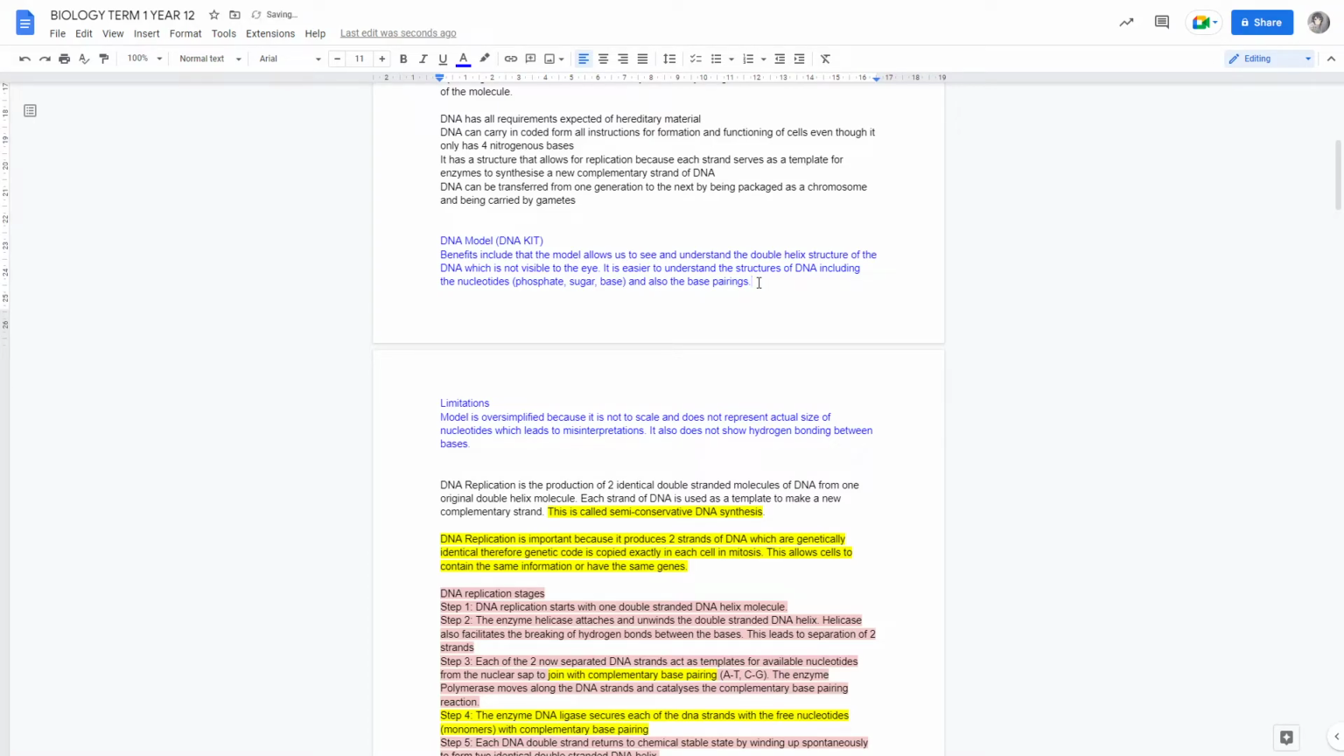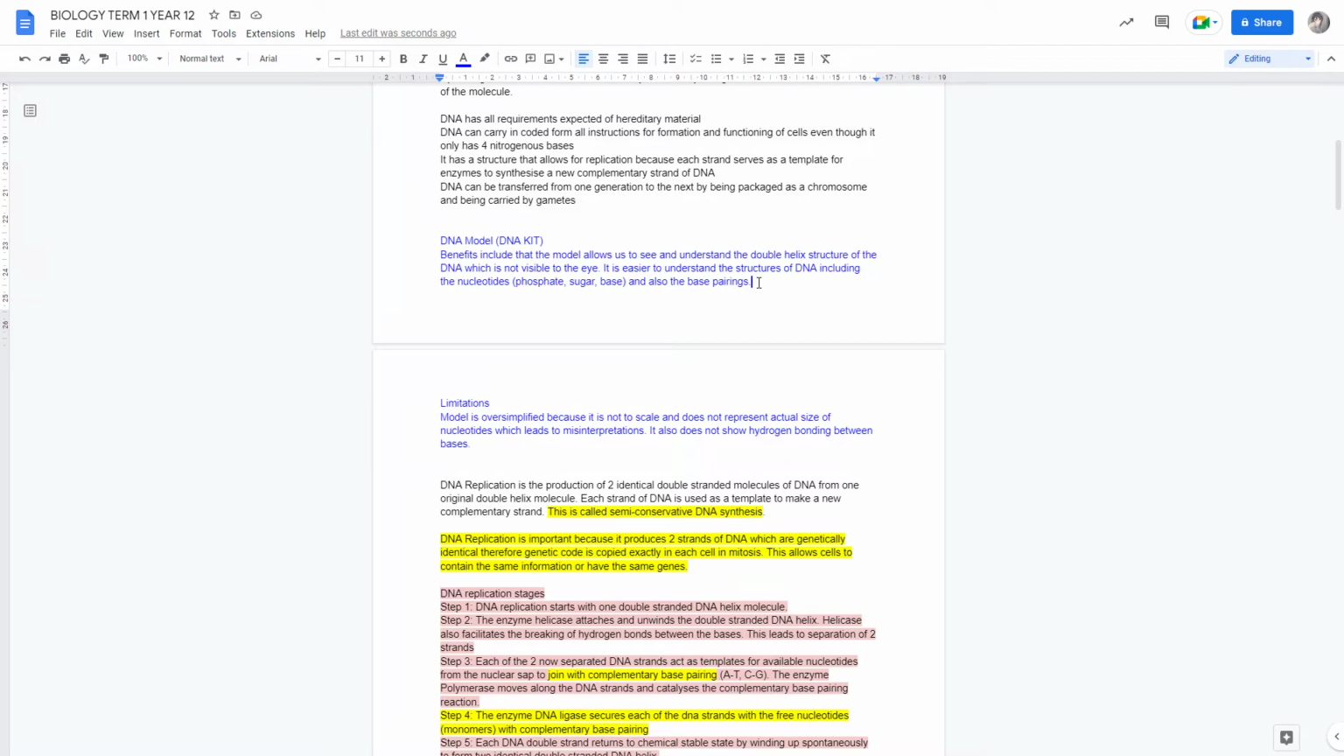And it is easier to understand the structure of DNA, including the nucleotides, and you need to expand on this. The nucleotides: phosphate, sugar, base. Make sure that you say it's the deoxyribose sugar, phosphate group, and nitrogenous bases during your exam. Make sure you be specific. And also the base pairings, obviously, and the hydrogen bonds in between them. This is good because we're able to understand the DNA better, and we are able to visualize it.